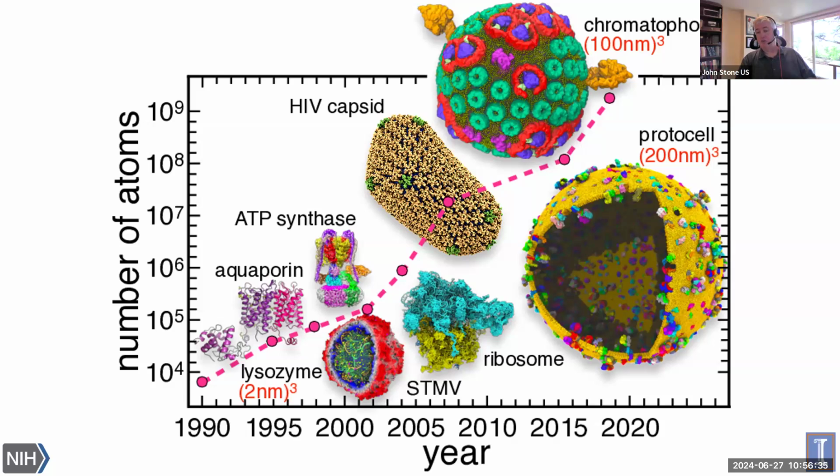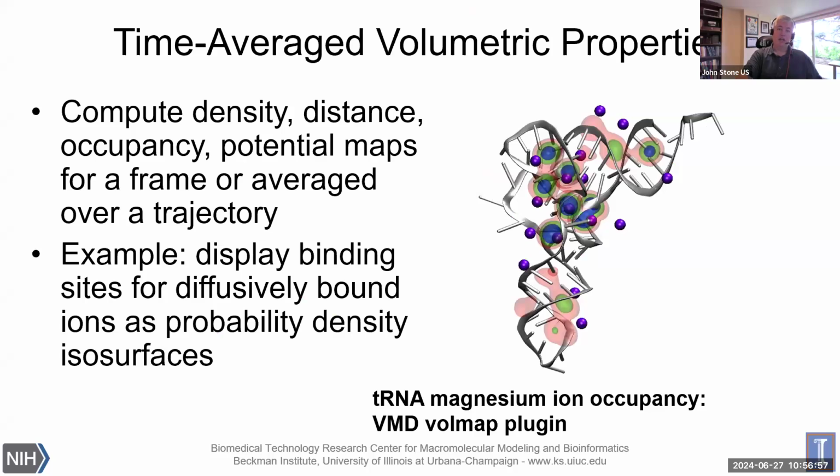So VMD is able to work with very, very large structures because it is very memory efficient. We paid a lot of attention to how it stores structure information, how that information is accessed, and how it's read or written to and from files. And so that's the reason we're able to get to structures that are in the billion atom size range.